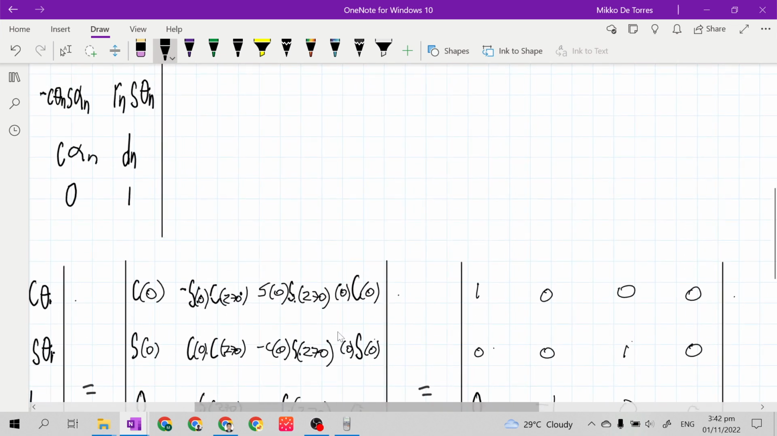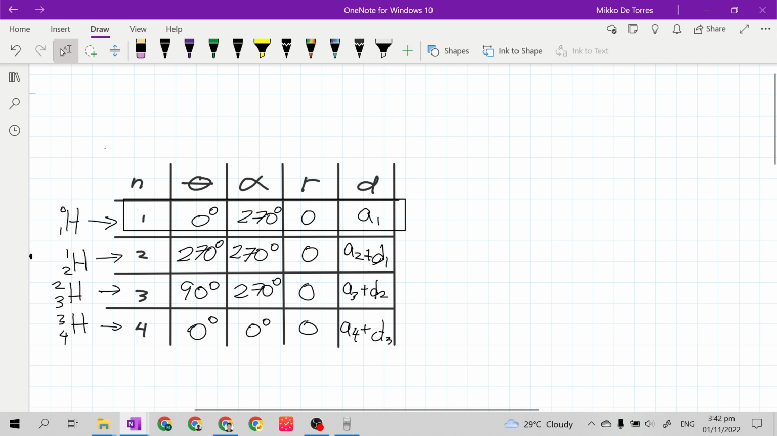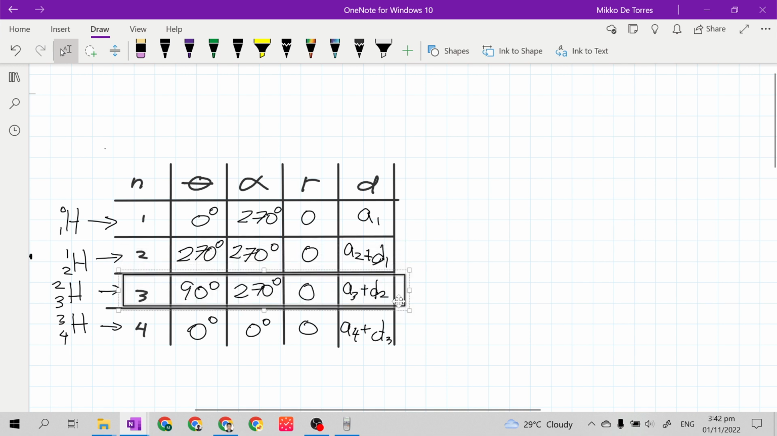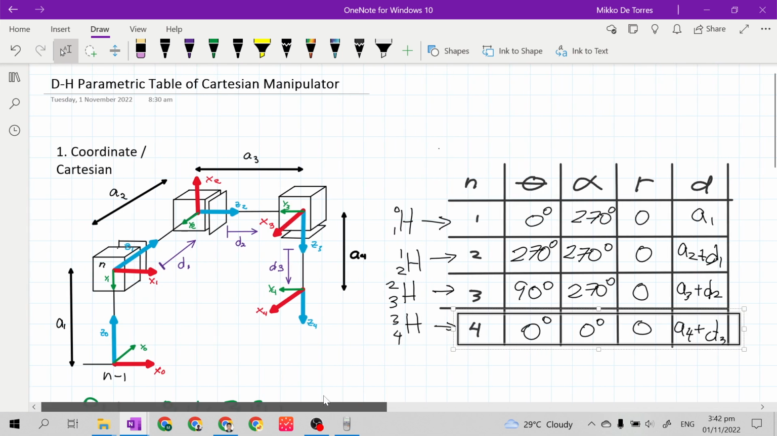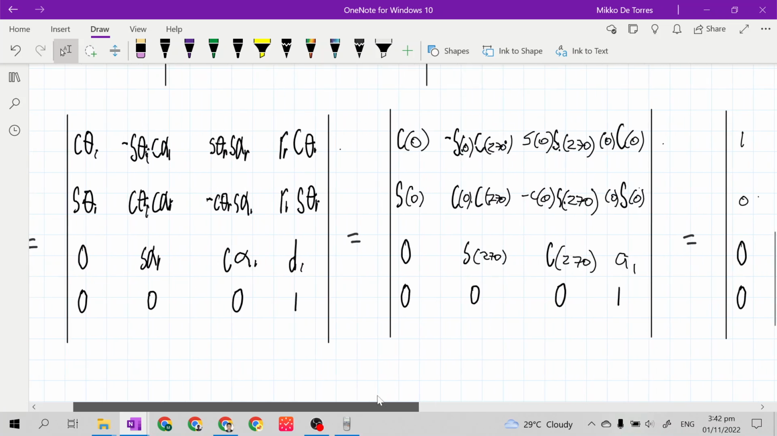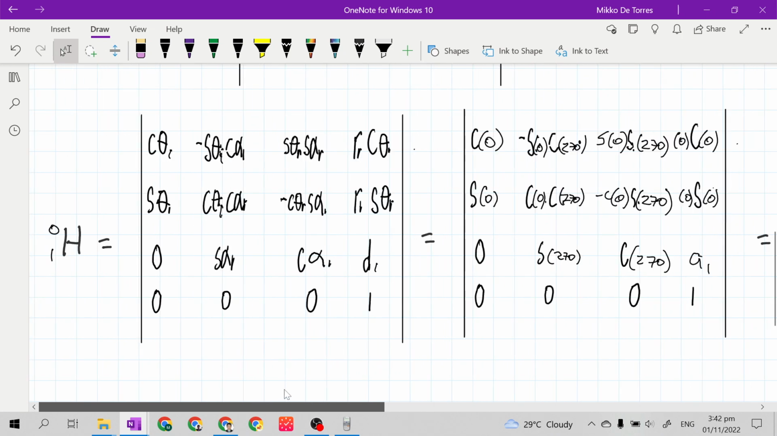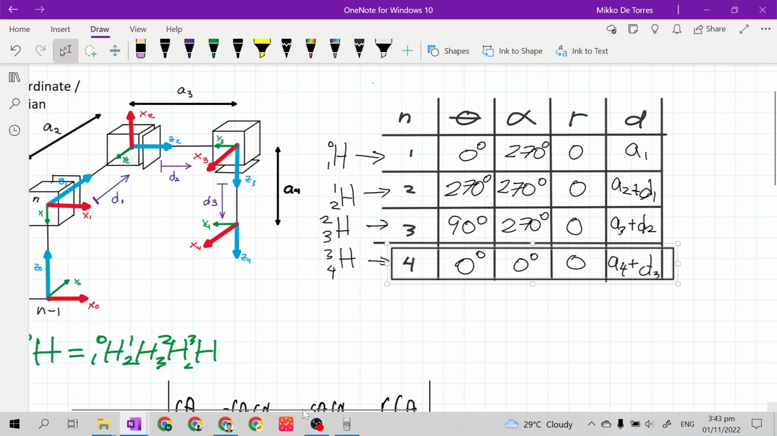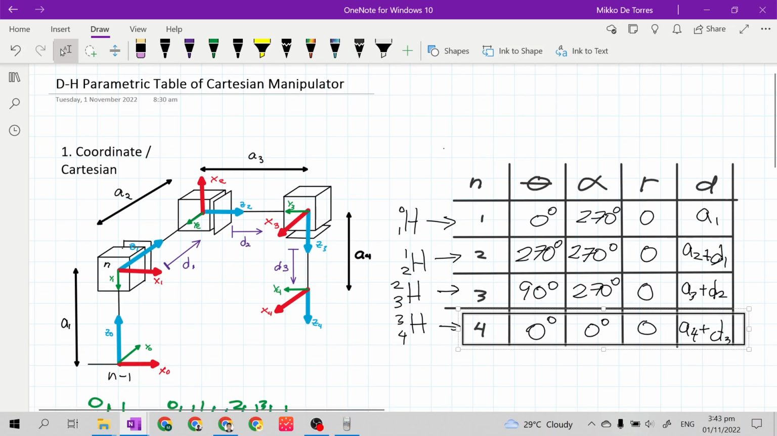So you may do this for the next homogeneous transformation matrices. This is faster if we have MATLAB. For now, let's fully understand first how the parametric table is constructed or filled out, because this substitution part is very easy. We need faster software, which is MATLAB or Python, so that we can perform faster substitution and multiplication of 4 by 4 matrices. So, again, this is the D-H Parametric Table of the Cartesian Manipulator.